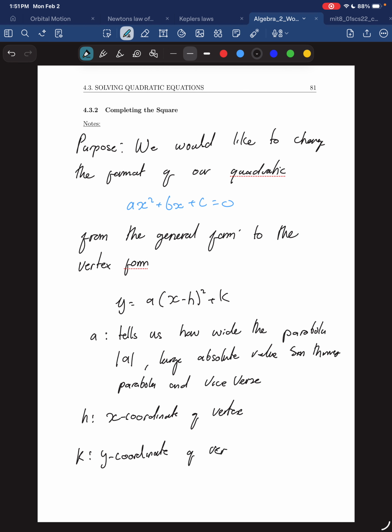I know this may sound complicated today, but I promise you, after a few reps, you might see that completing the square is maybe even easier than using the quadratic formula or factoring. Most students don't like it, but I don't think it's too horrible. Anyway, let's get to it.